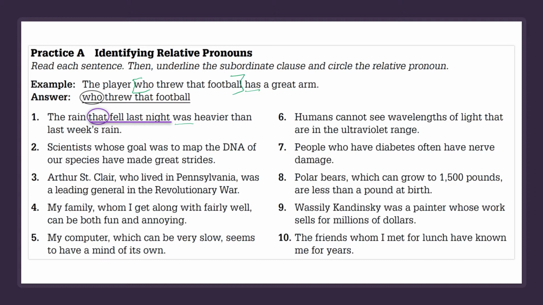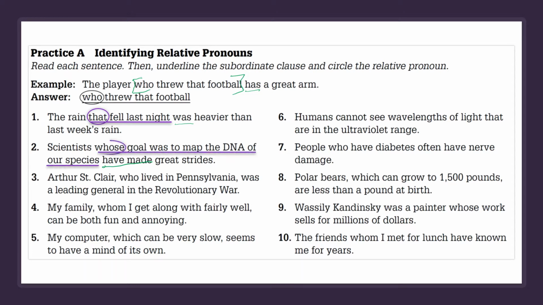Number two, scientists whose goal was to map the DNA of our species have. So this is actually a good technique, have made. Whenever you find the main verb of the sentence, then you stop there. Before the main verb, you find the subordinate clause in those sentences that we have here.